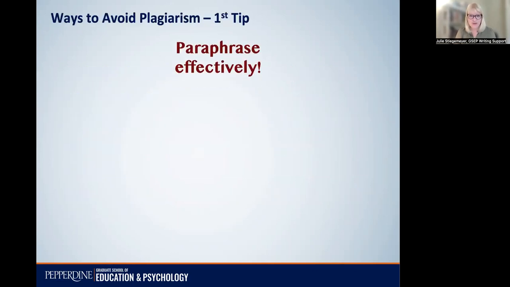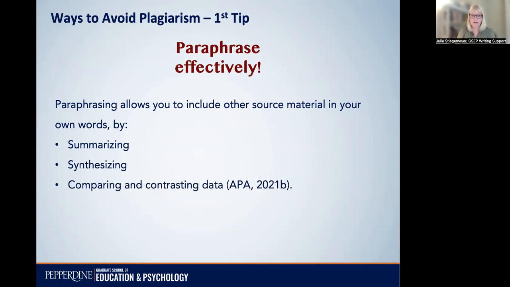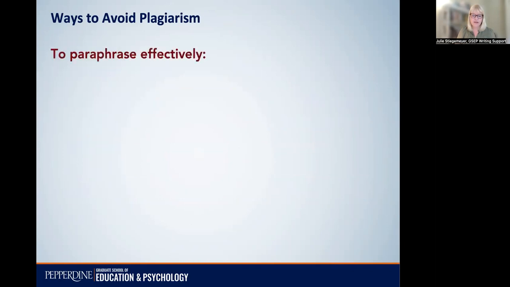So how do we avoid plagiarism? Well, the first tip is to paraphrase effectively. Paraphrasing allows you to include other source material in your own words by summarizing, synthesizing, and comparing and contrasting data. So here are some steps or ideas for how to paraphrase effectively.